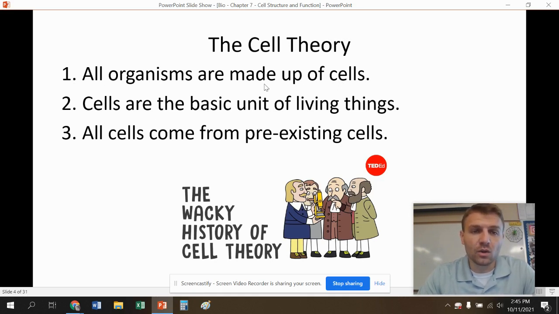Just to go over them again, all organisms are made of cells. Everything that's living is made up of at least one or many cells. Cells are the basic unit of living things, so nothing smaller than a cell is considered living. It's the smallest thing that's living. And all cells come from pre-existing cells, either through mitosis, meiosis, or some type of reproduction.